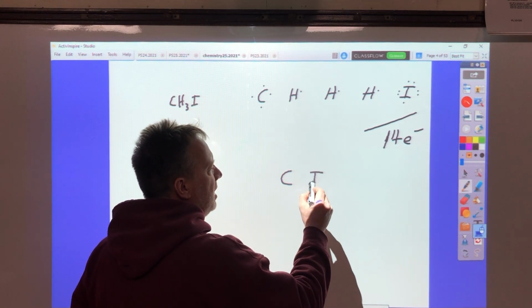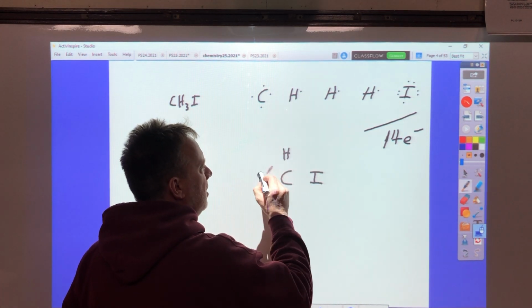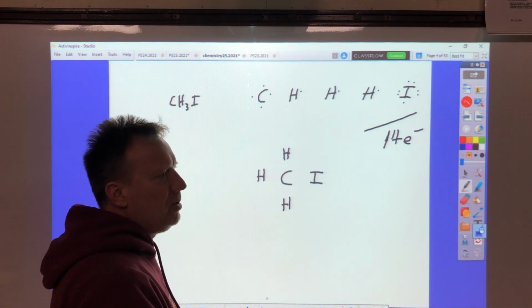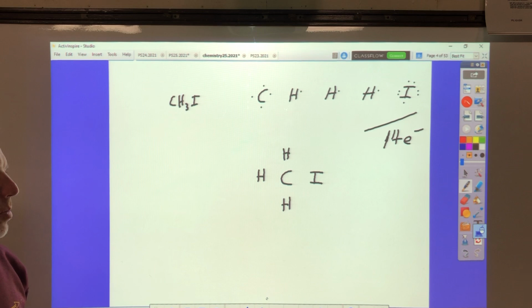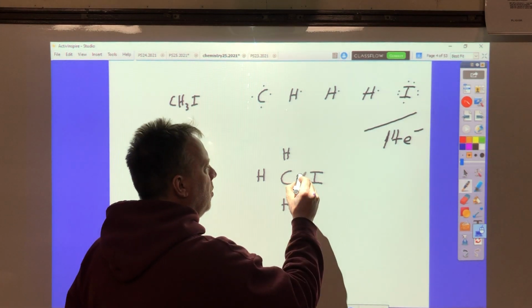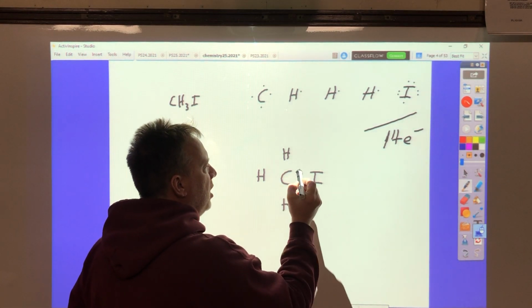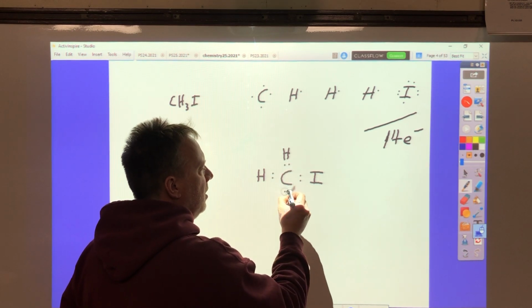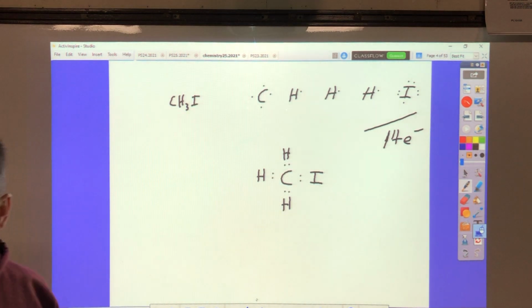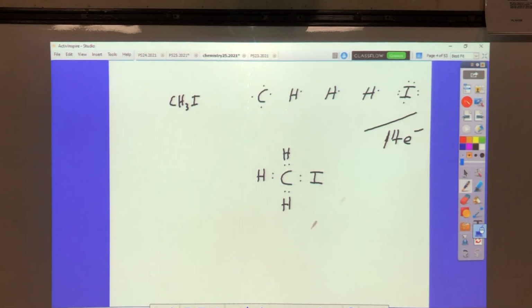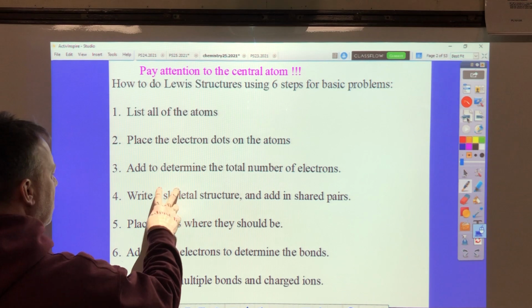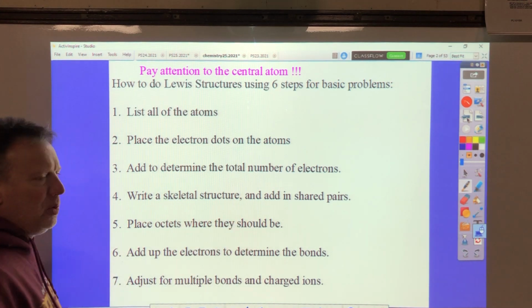So let's put the carbon in the middle since we've got it. Let's just put the iodine here, hydrogen here, hydrogen here, hydrogen here. That's our skeletal structure. Then we put in shared pairs. There's a shared pair, a shared pair, a shared pair, a shared pair. So that was this step. Then place octets where they should be.